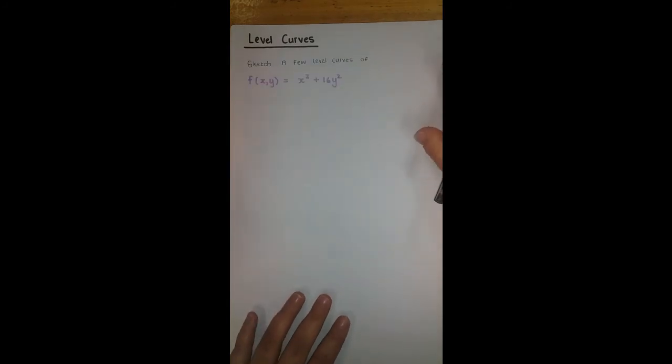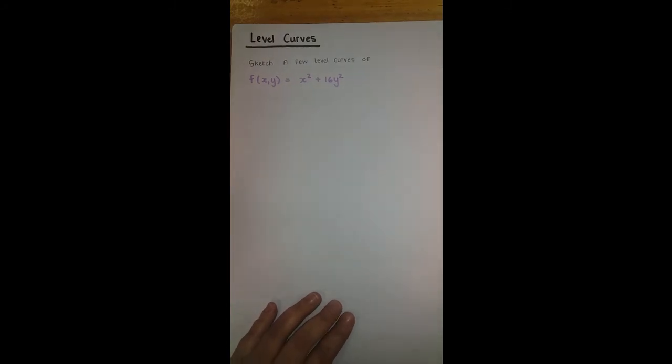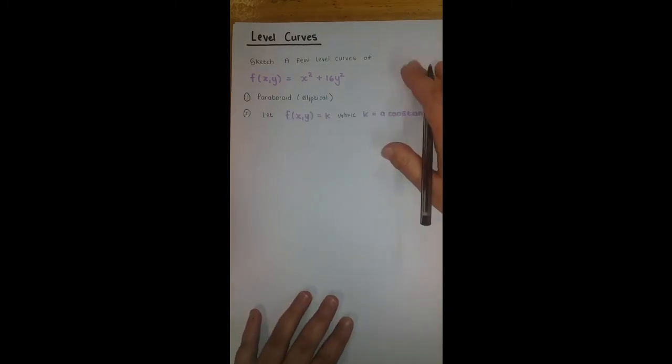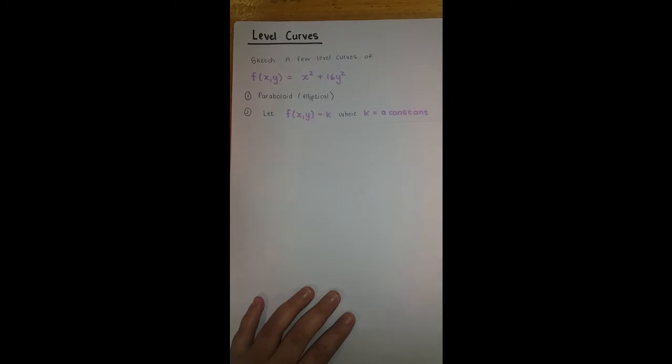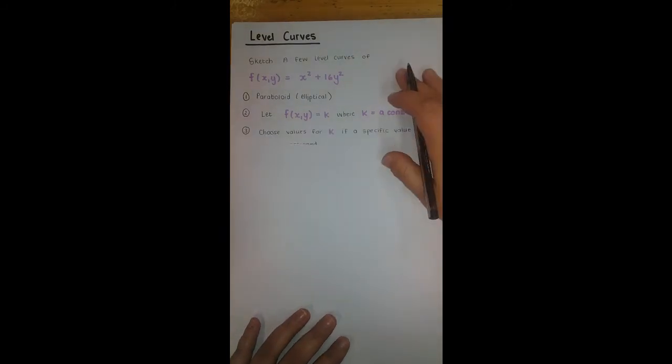So let's say, for instance, you have a function f(x,y) is equal to x squared plus 16y squared. The first thing you have to know is this is an elliptical paraboloid. The second thing, you say let f(x,y) is equal to k, where k is a constant. So let's cut this paraboloid where z is equal to a constant. So let's say z is equal to 1 or z is equal to 2. You want to see what that function's boundary looks like at that point.